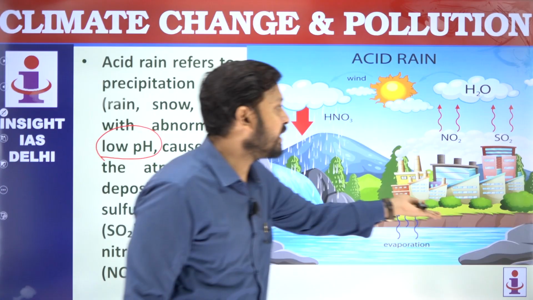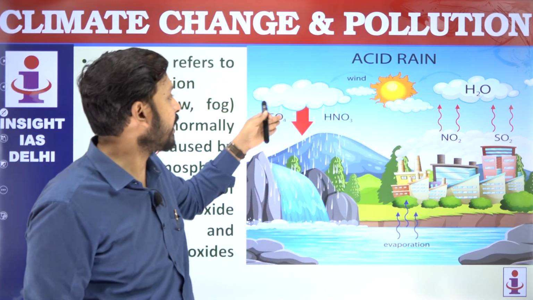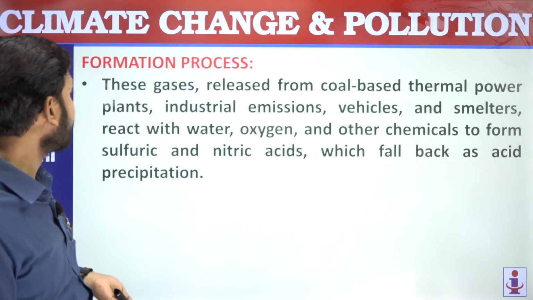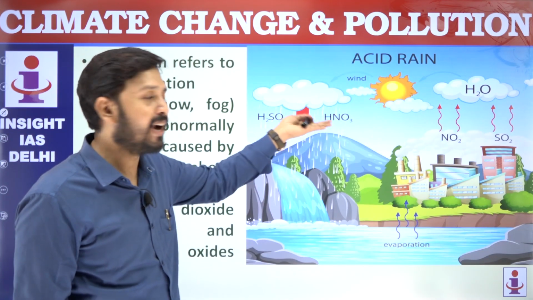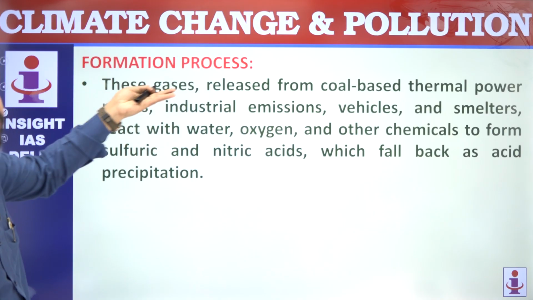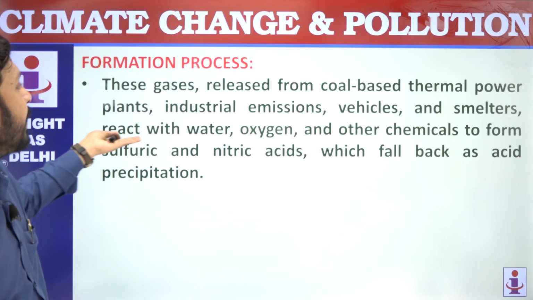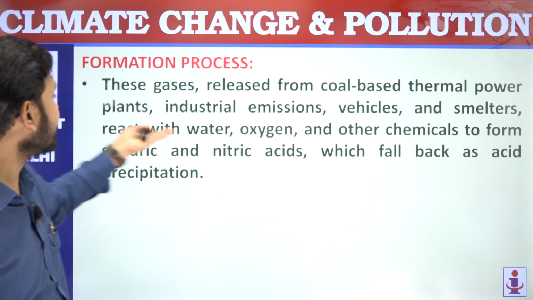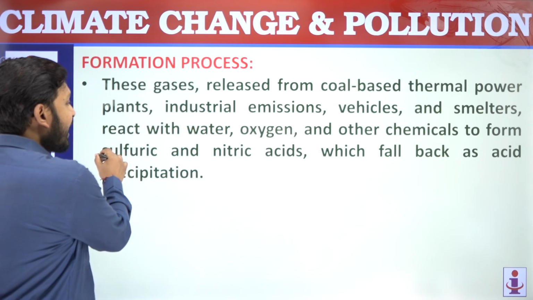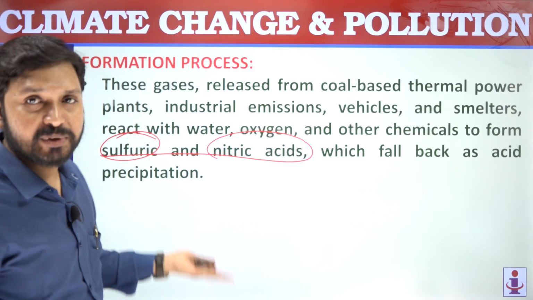If you can see, nitrogen and sulfur related things, when they reach the atmosphere, react with the moisture and come back as sulfuric acid and nitric acid. So the formation process I have also discussed, right? These gases released from coal-based thermal power plants, industrial emissions, vehicles and smelters react with water, oxygen and other chemicals to form sulfuric acid and nitric acid. This is what I have discussed, right? Which fall back as acid precipitation.